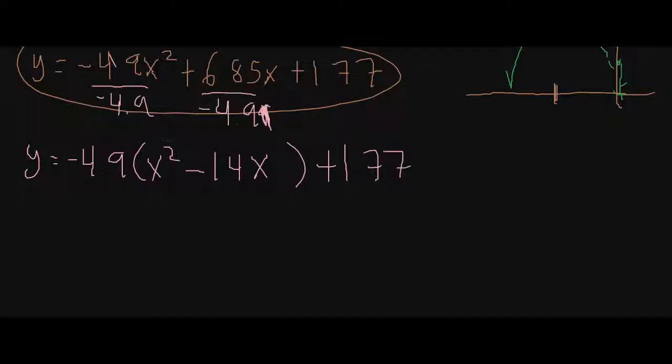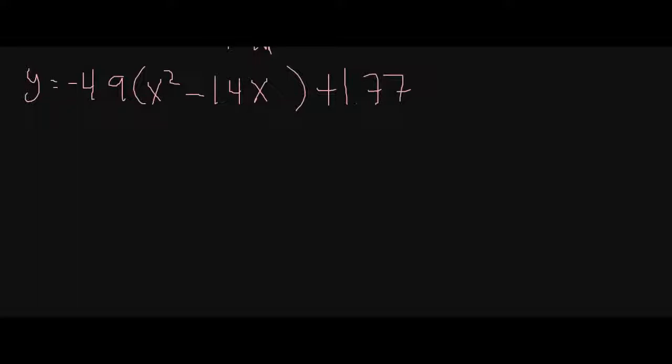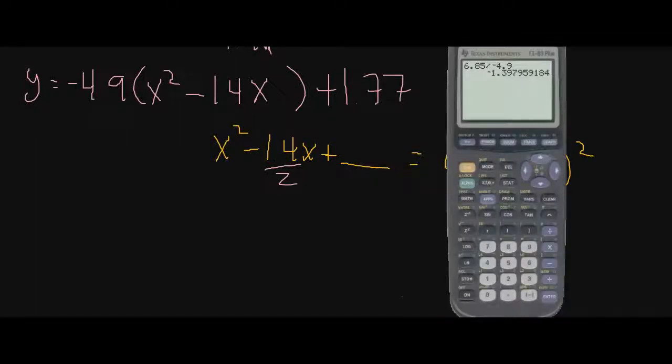So now that we pulled out that first term, we want to turn this into a perfect square. To do that, just like we've done before in the past, we want to write x squared minus 1.4x plus blank is going to equal x plus blank squared. Well, what do we do to this term here to get this term out on the outside? Well, we're just going to divide this by 2, right?